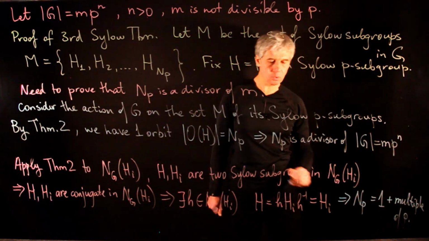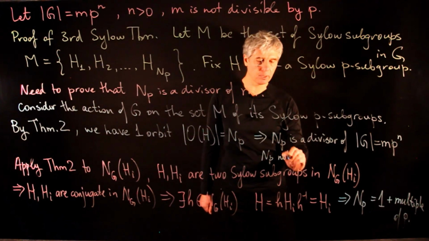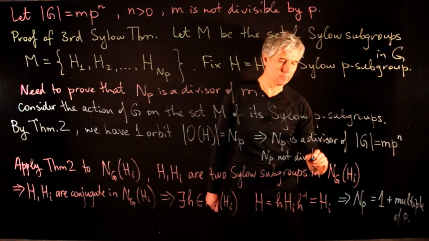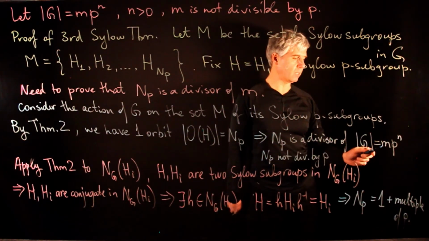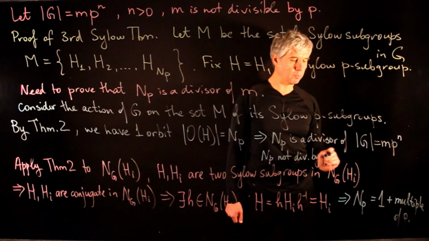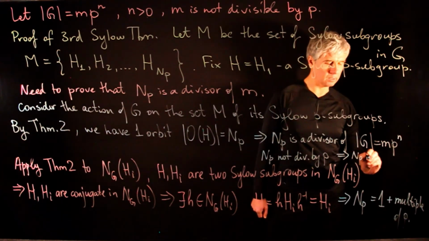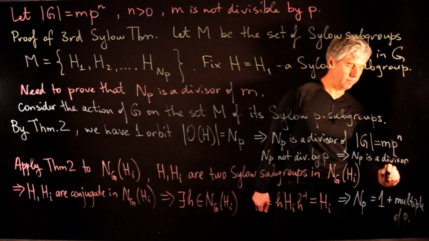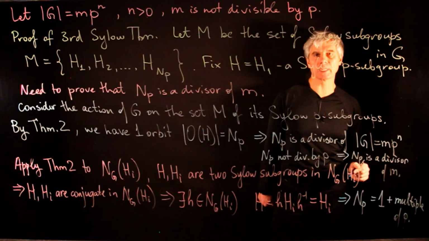But here we saw that NP is not divisible by p. And so here, if we have that NP is a divisor of mp to the n, and it's not divisible by p itself, from here we conclude that NP is a divisor of m. And this completes the proof of the third Sylow's theorem.